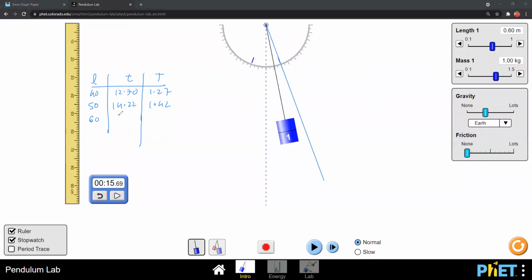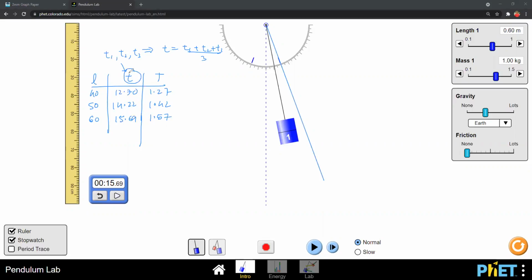We have got for 60, this is 15.69, and this will be 1.57, you can say. Now the same thing you have to repeat. Of course, you are doing this 3 times, T1, T2, and T3, and you arrive at T by taking the average.